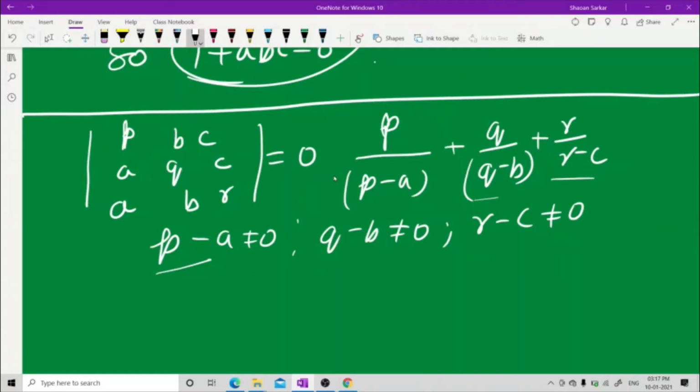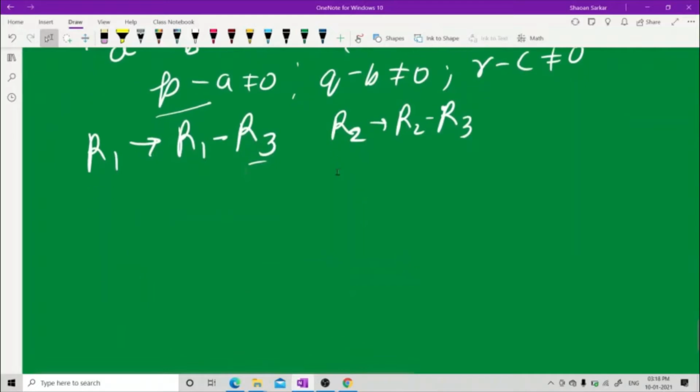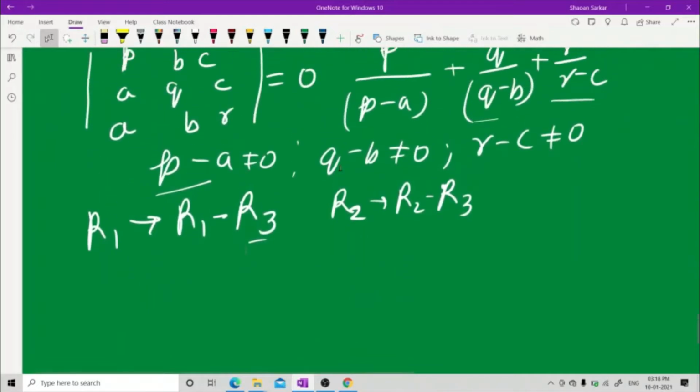So that means I have to subtract these rows from the third row. What I will do is R1 becomes R1 minus R3, and R2 becomes R2 minus R3. I'll keep the third row as it is. Now see what happens.